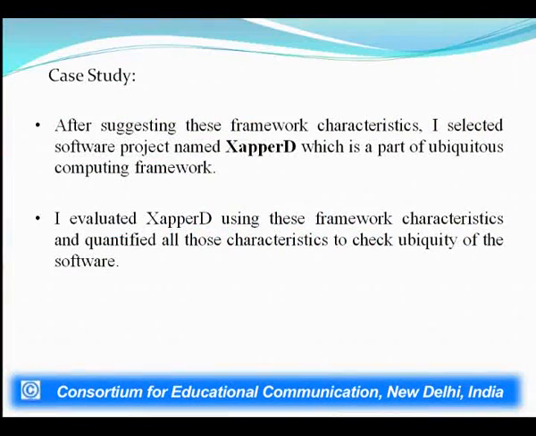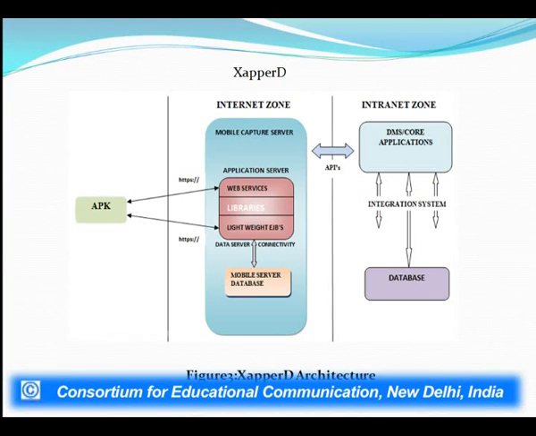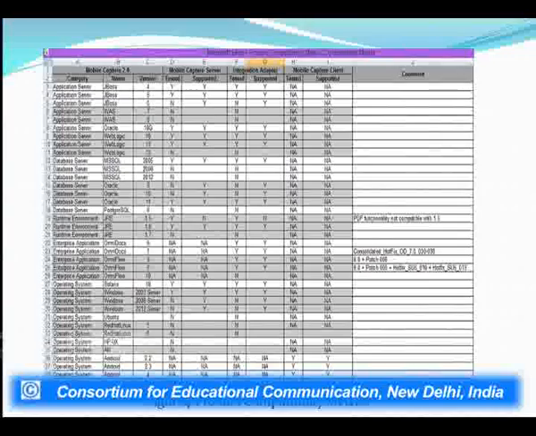So we have done a case study on a system called Japper D, to check the ubiquity of that system. Here is the Japper D architecture. The APK is the mobile phone application. From the mobile phone, the Japper system is being used, and the internet and the intranet zone have been used, and these are the spreadsheets which have captured much information.